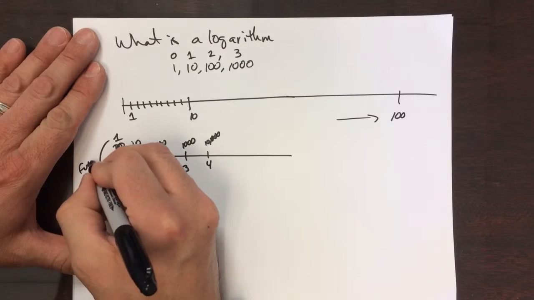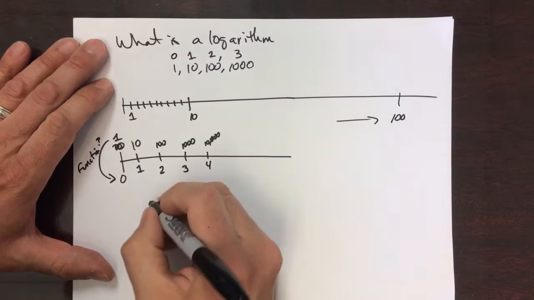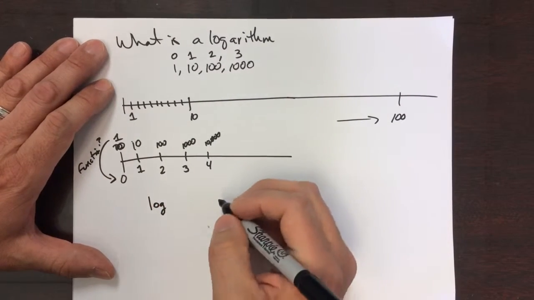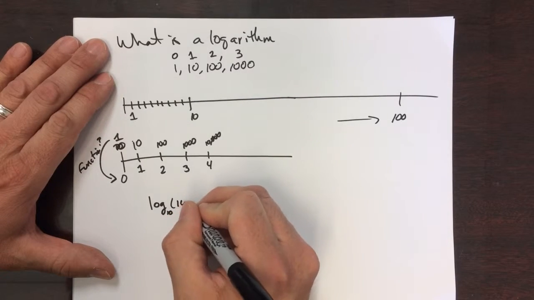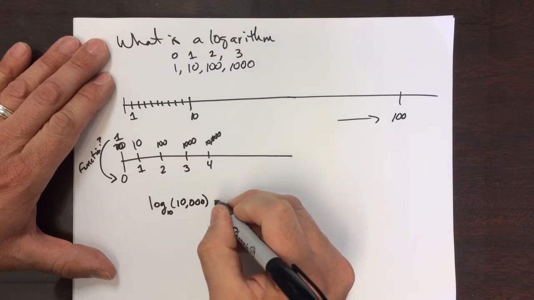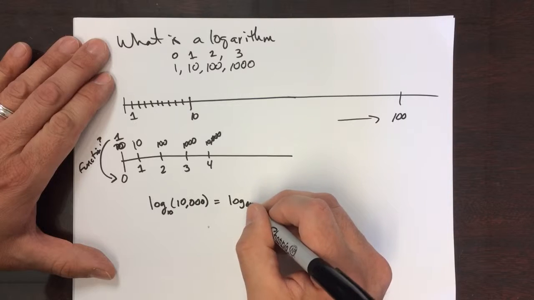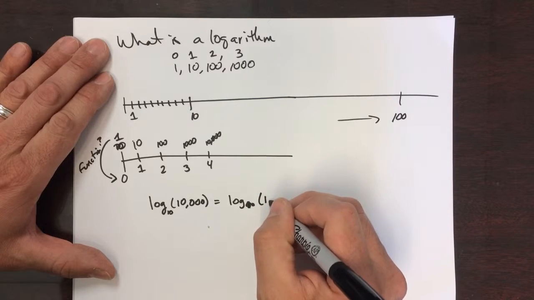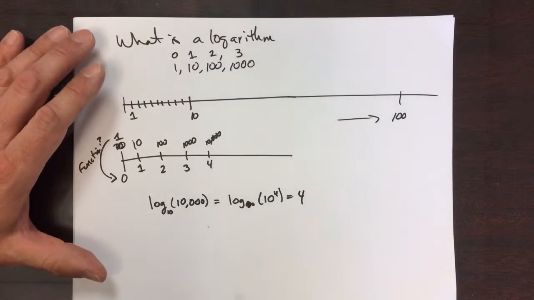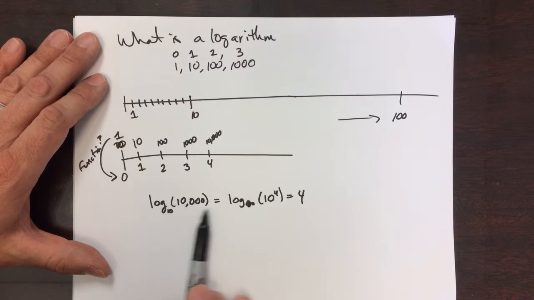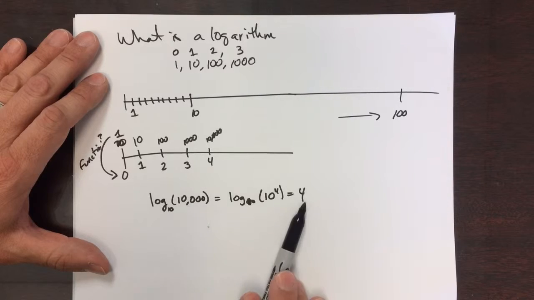So what function would do that? Well, we have a function that does exactly that. It's called a logarithm. So if you take the log, which is short for logarithm, of, say, the log base 10 of 10,000, that's the same as taking the log base 10 of 10 to the 4th power, and that would be equal to 4. So the logarithm converts a large number into essentially its exponent. So the numbers and the exponents are closely related here.